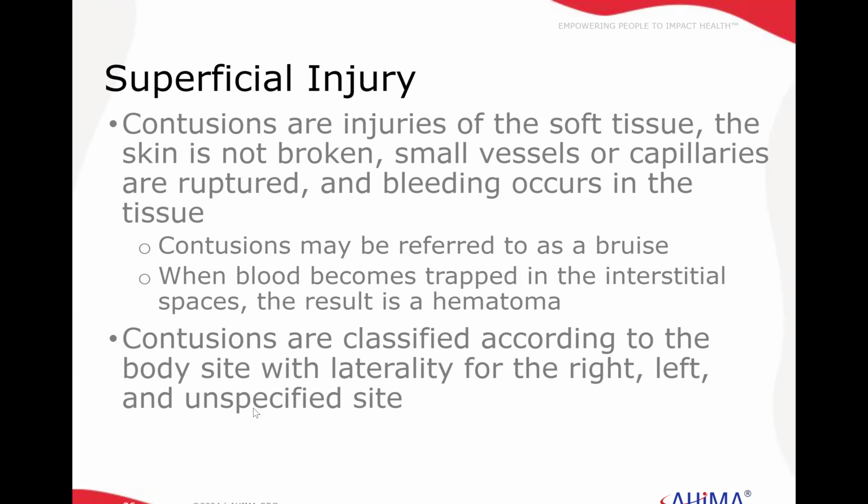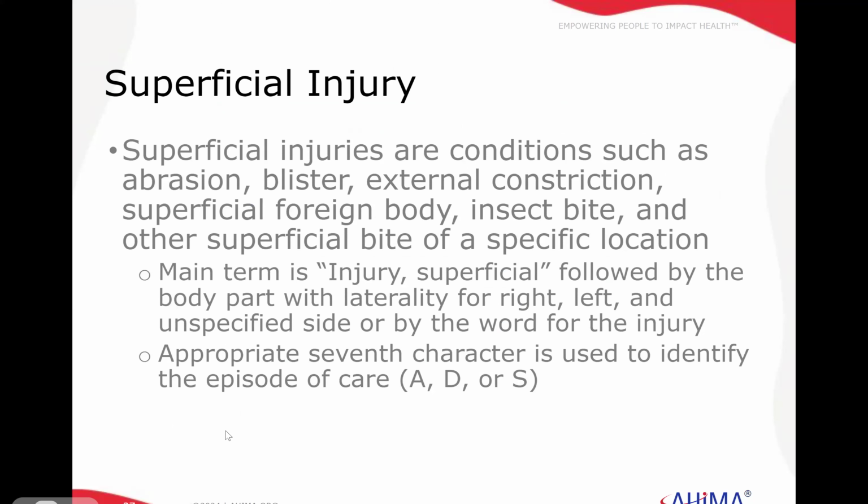Finally, we have superficial injuries. These are contusions of the soft tissue, bruises, what have you, and they're classified by site, getting into the laterality, of course. And these are the types of things. Injury, superficial is the way we can find them. And of course, they would have the A, D, or S for the seventh character.